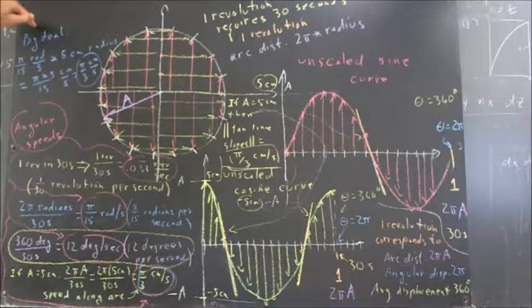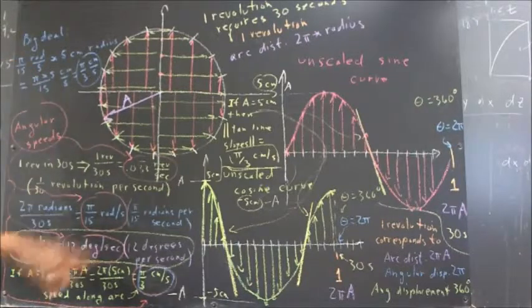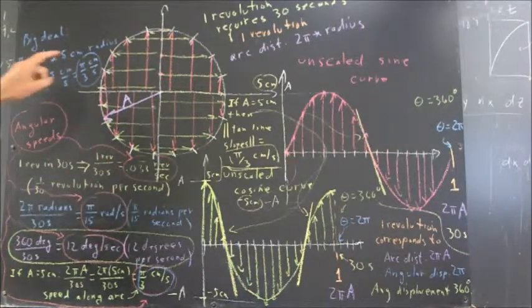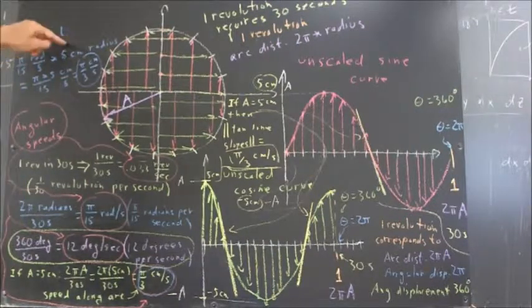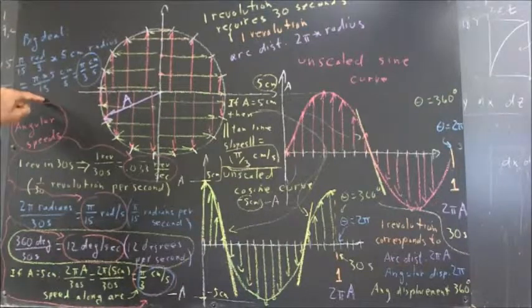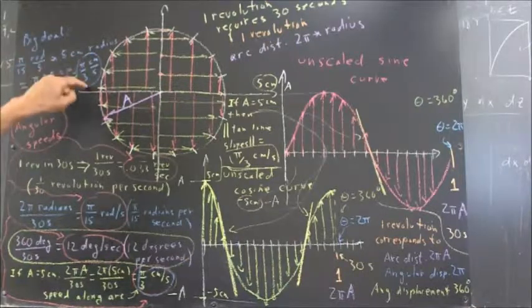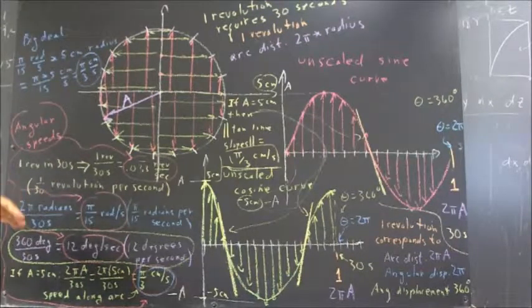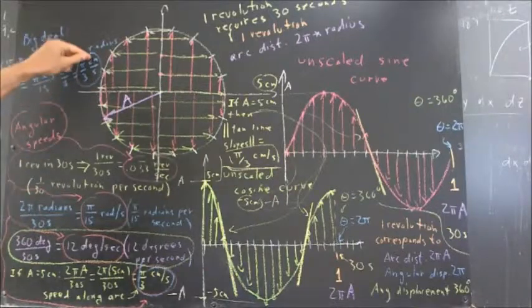Okay, now here's a big deal. This is explanatory of a lot of things that are very confusing to a lot of students when we talk about this kind of model and this kind of situation. If we multiply pi over 15 radians per second, which is an angular speed, by the 5 centimeter radius, what do we get? We get pi times 5 divided by 15. 5 divided by 15 is 1/3, so we get pi over 3. And pi over 3 what? Well, it's pi over 3 centimeters per second.